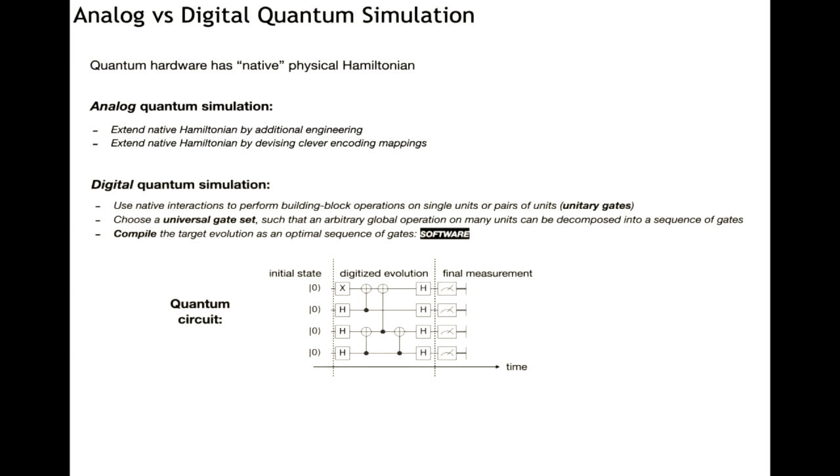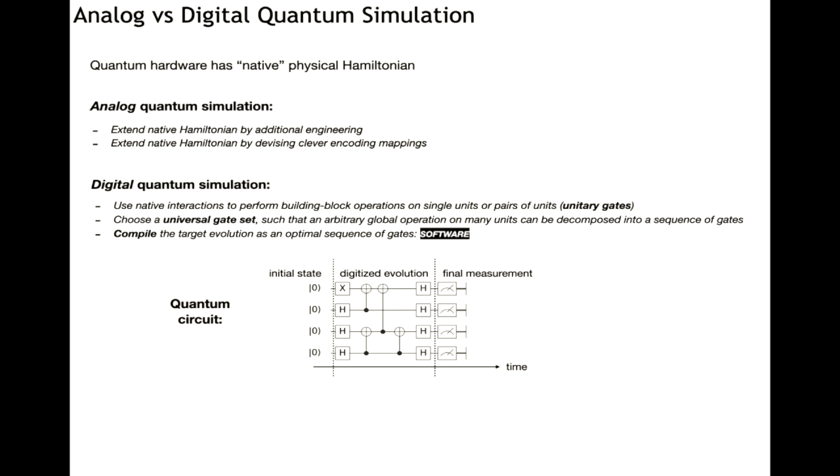Now, digital quantum simulation is a priori something very different. Here, the principle is different. The idea is that you want to be able to switch on and off the individual units of your quantum hardware, such that you can address them individually and perform individual operations on them, on each one of them, or maybe pairs of them. You want to be able to perform these building block operations that we call unitary gates.